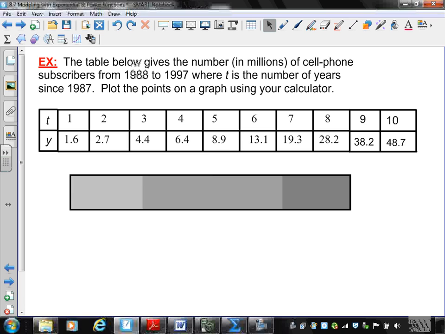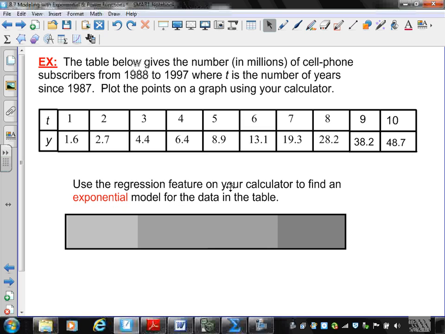We're going to plot these points on the calculator, and we're going to use the regression feature on our calculator. It's going to calculate for us the exponential model, and it's going to show us how good it is. We can actually graph this and take a look at it as well. So besides just plotting the point, we're also going to use the exponential regression feature for this data.